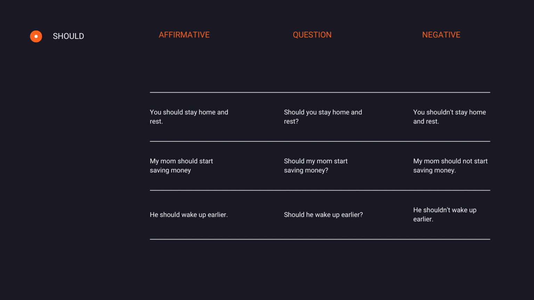Let's see another example. My mom should start saving money. You see, it's a good idea if my mom saves money. It's going to have positive effects in her finances. It's definitely an advice, it's a recommendation. She should do it. My mom should start saving money. Question: should my mom start saving money? Negative. My mom should not start saving money.